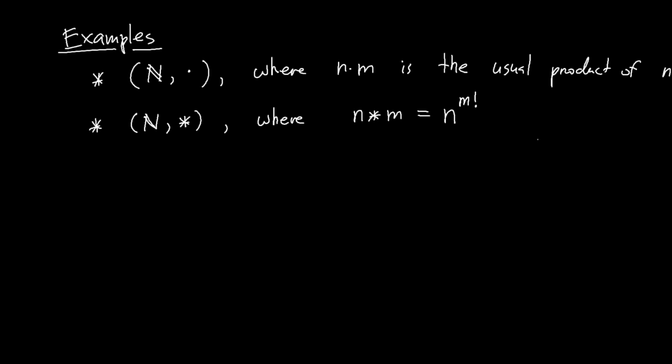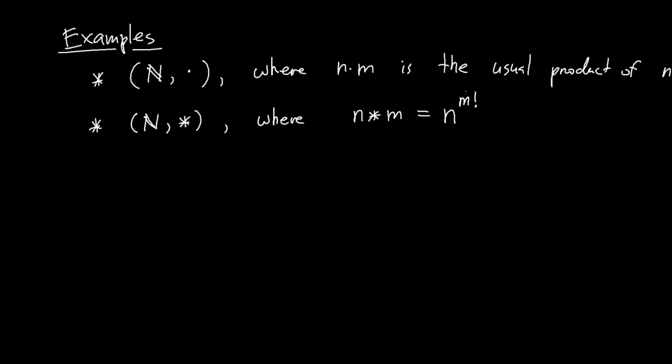Let's check if this can work. We said that the star thing should be a function. So once n and m are given, there must be a unique value for n star m. Is this expression uniquely determined once we know what n and m are? Well, as far as I'm concerned, the answer is yes.